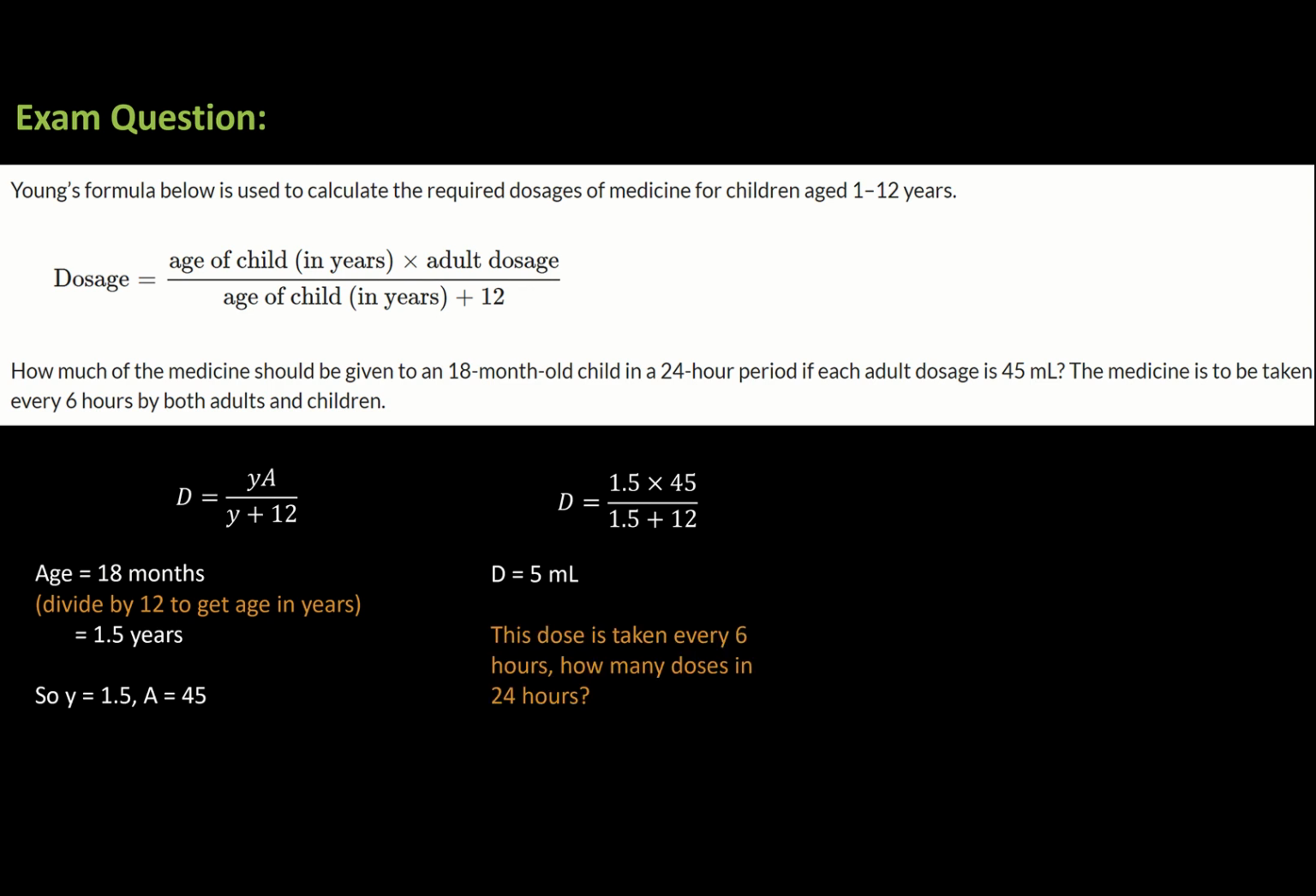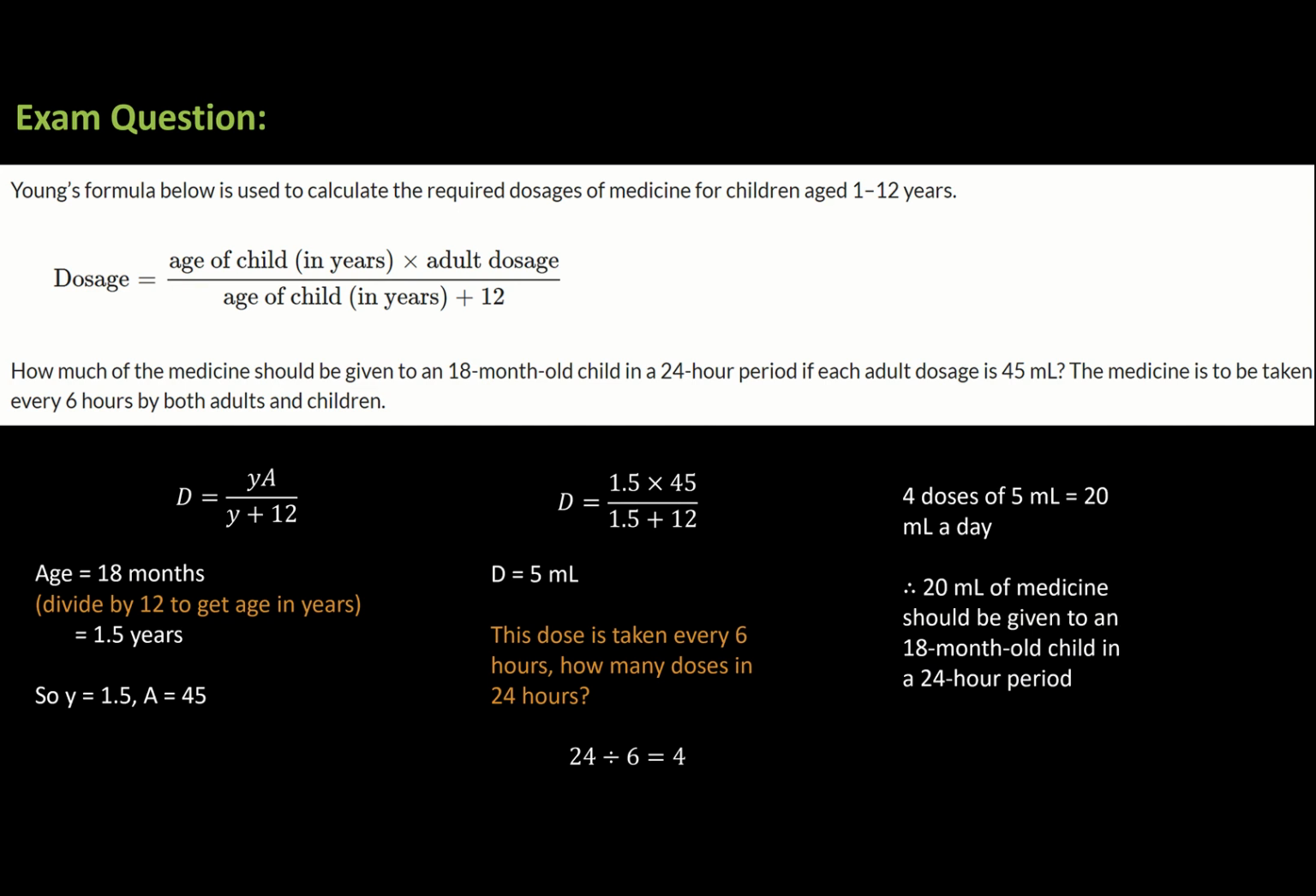This dose is taken every 6 hours. How many doses will we take in 24 hours? We just have to divide 24 by 6 to see how many we get, and that is 4 doses. If we have 4 doses of 5 mil every day, that's 20 mils total in the day. So, a summary statement: therefore, 20 ml of medicine should be given to an 18-month-old child in a 24-hour period.